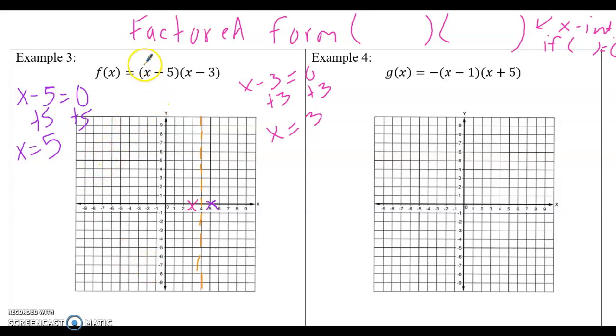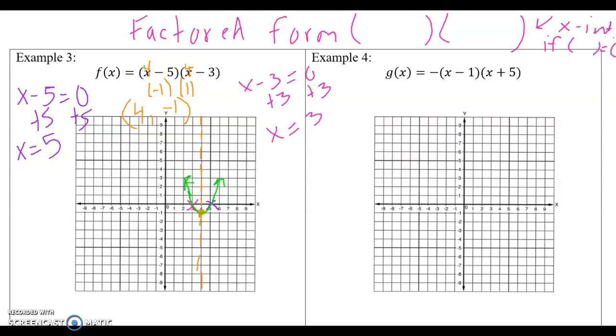So I plug 4 into this equation to figure out the y-coordinate for my vertex. 4 minus 5 is negative 1. 4 minus 3 is positive 1. Negative 1 times 1 is negative 1. So my vertex is at 4 comma negative 1. Let's put that dot there. Now I'm just going to connect the 3 dots, and we'll put it like that. And that's it for factored form.